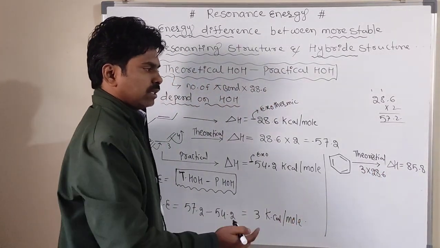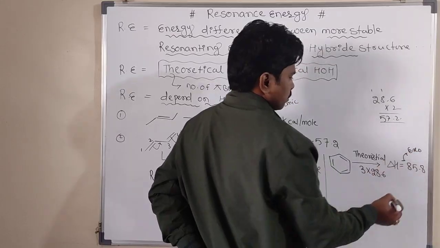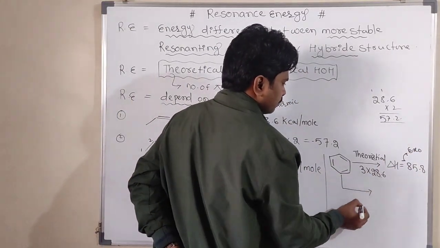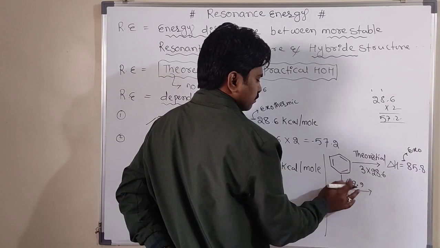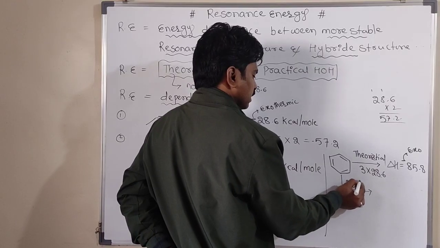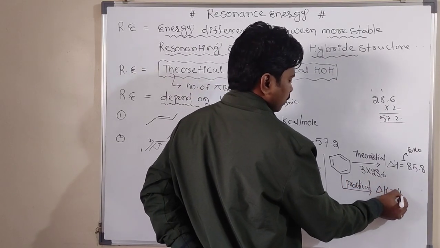We know that it is exothermic, so the minus is an indication of exothermic; it is not a negative value. Okay. So what about the practical value? Practical value is 49.2. It will be given in the paper. Practical value delta H is equal to 49.2.